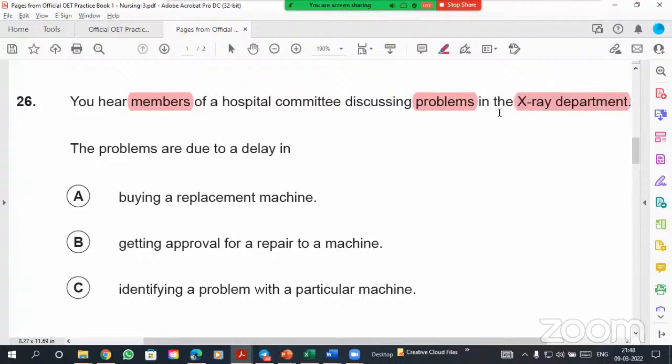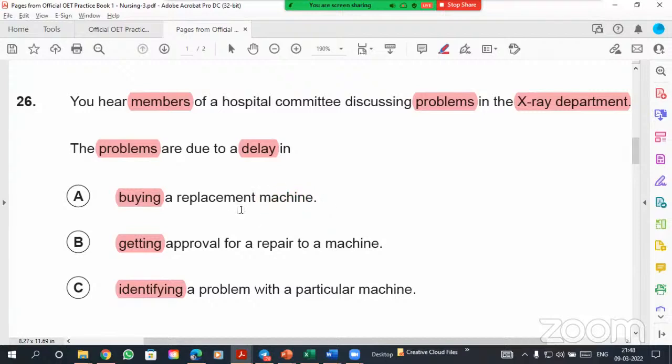Who is discussing? Members. Where are they discussing? In the X-ray department. What are they discussing? Problems. Try to understand this. They are talking about the problems. The problems are due to a delay in what? Delay means time lag. Delay in buying, in getting, in identifying. So the problems are due to delay in buying machine, getting approval for a repair to a machine.